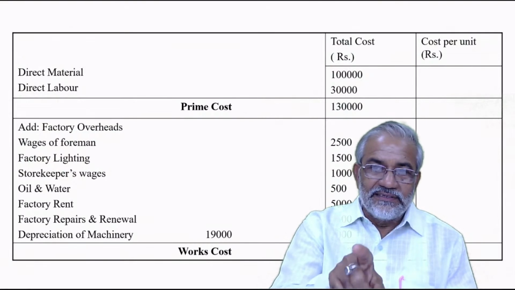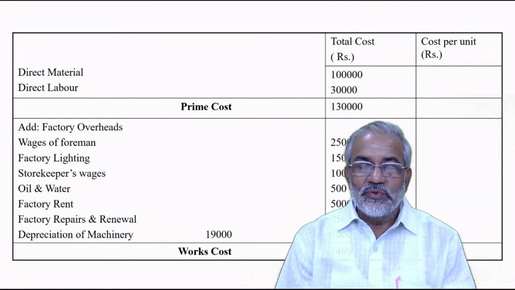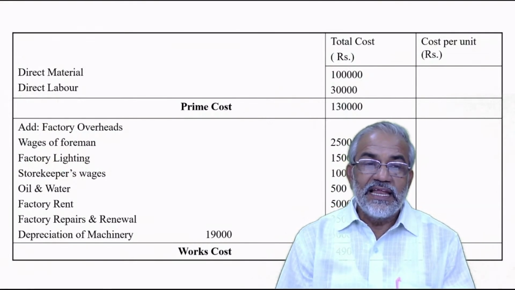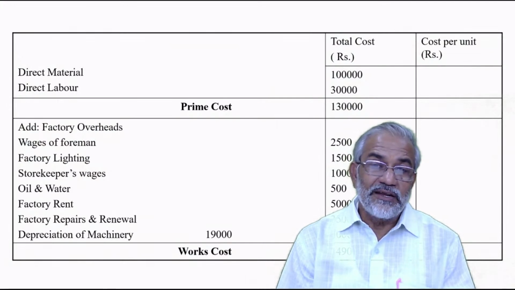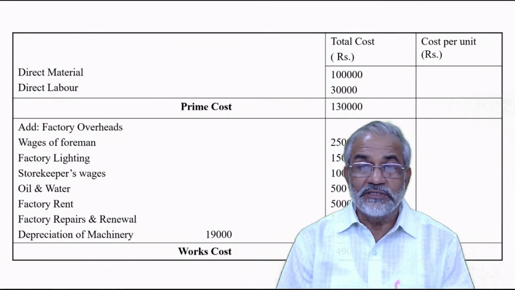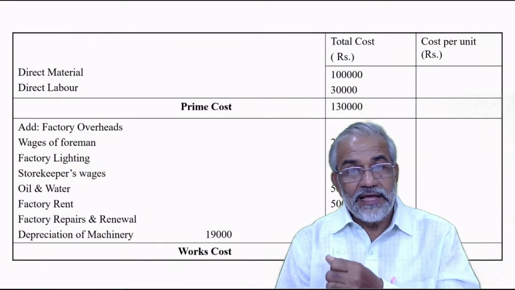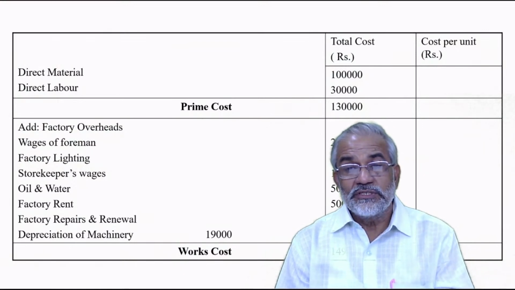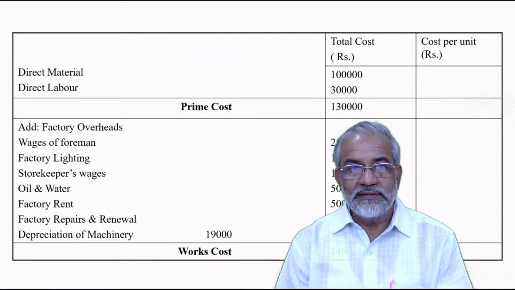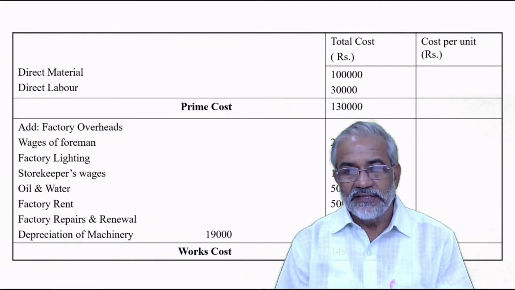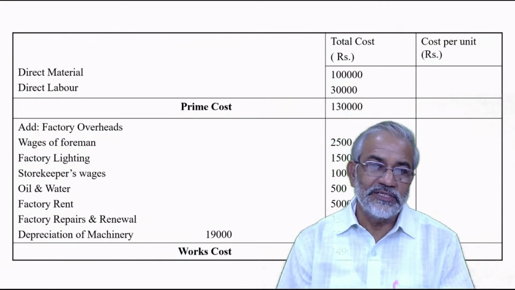Direct material, 1 lakh, is directly given in the question and taken here. Direct material and direct labor form part of the prime cost. No direct expense is given in the question, otherwise it would have formed part of the prime cost. In absence of any direct expense, only the direct material and direct labor have been included in the prime cost. Direct material is 1 lakh, direct labor is 30,000, so it comes to 1,30,000 prime cost from the given question.